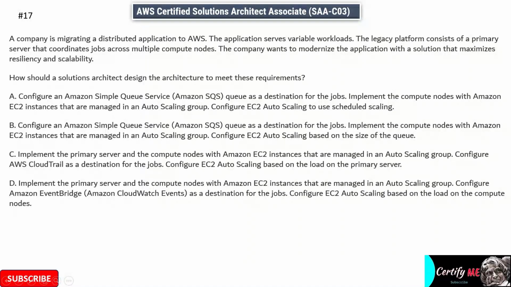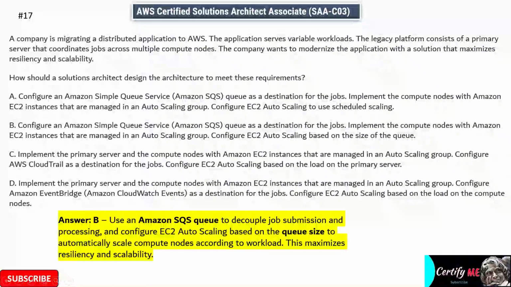Option C. Implement the primary server and the compute nodes with Amazon EC2 instances that are managed in an Auto Scaling group. Configure AWS CloudTrail as a destination for the jobs. Configure EC2 Auto Scaling based on the load on the primary server. Option D. Implement the primary server and the compute nodes with Amazon EC2 instances that are managed in an Auto Scaling group. Configure Amazon EventBridge as a destination for the jobs. Configure EC2 Auto Scaling based on the load on the compute nodes.